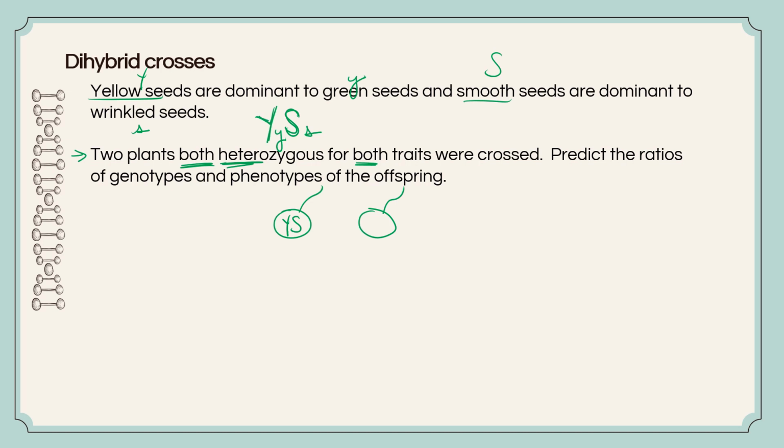So that's one possible combination of alleles for these traits that we could put into a sperm, but we could also have that big Y and a little s. What other combinations are possible? Well, maybe we have a little y and a big S. Also, we could have a little y and a little s.